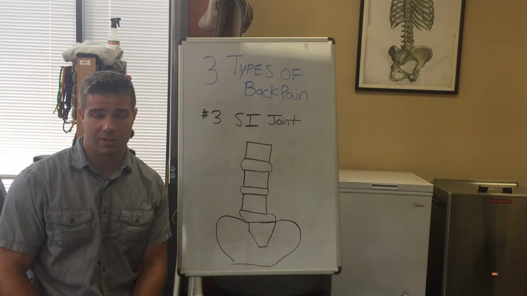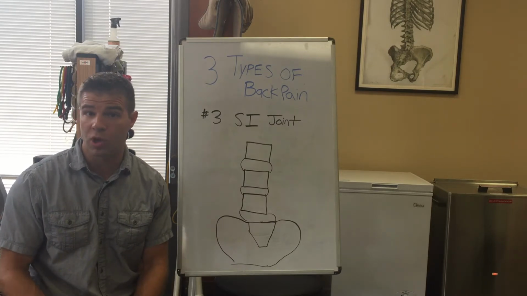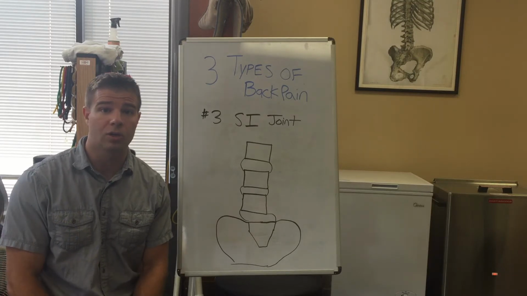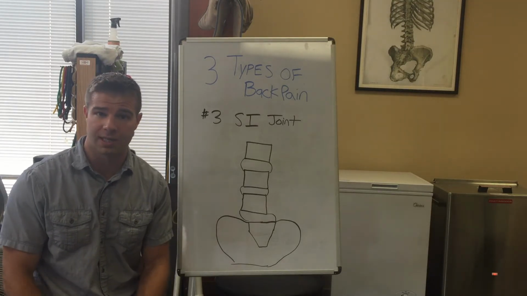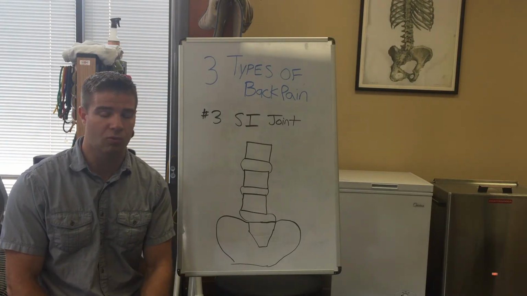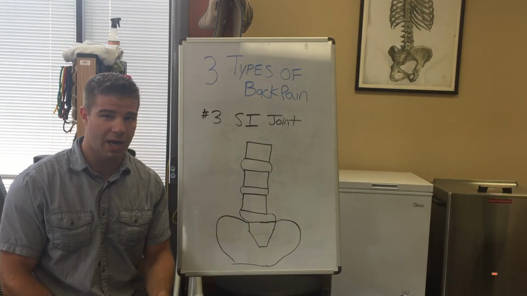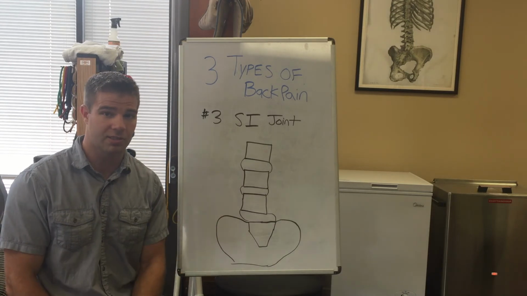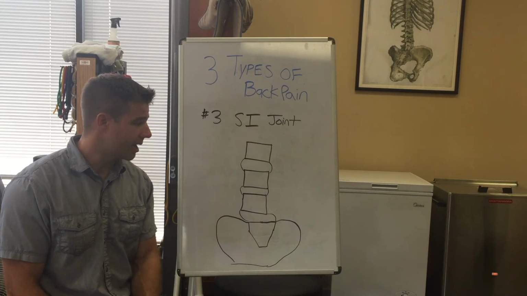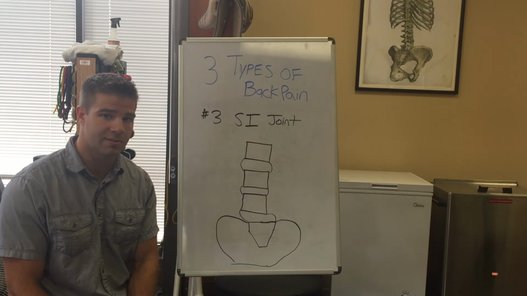Oftentimes it hurts when you're sitting in the car, when you go to transition out of a car, when you're standing on one leg, when you're walking upstairs. It can also occur due to a recent pregnancy. While you're going through pregnancy or just afterward, there's a hormone that gets released in your body called relaxin. It makes all the ligaments around your spine kind of loose, and it can allow things to shift. So this is SI joint, and it needs to be ruled out before we can fix anything else.